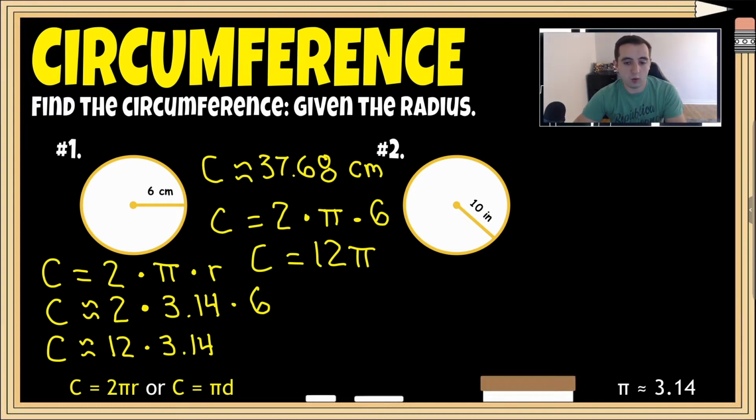Literally just leave pi the way it is. So 2 times 6 is 12. 12 times pi is just 12 pi. Okay, so there's two different ways you can get your answer there. So c is approximately 37.68 centimeters, or if you leave it in terms of pi, we have 12 pi.